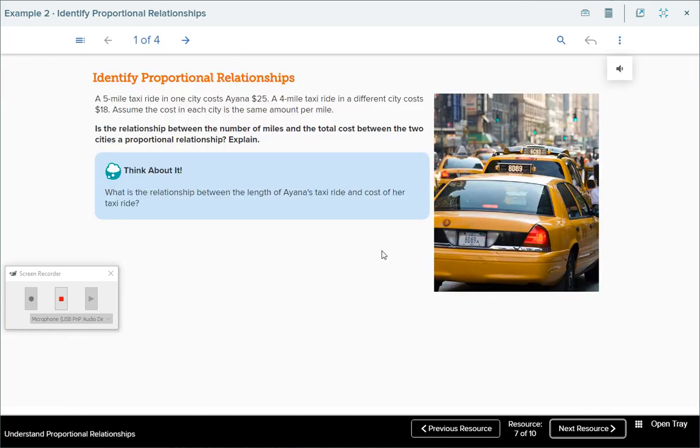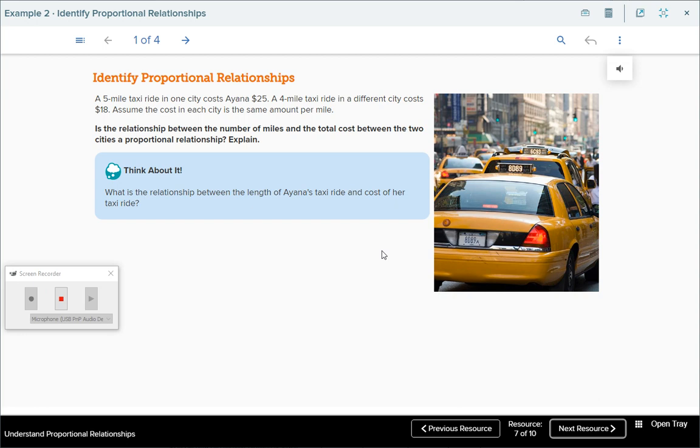All right. Somebody read that for me, where it says a 5 mile. Okay. Go ahead and read it for me. A 5-mile taxi ride is. Never mind. Lily, you read the next one. Okay. Go ahead, Brooklyn. Good. A 5-mile taxi ride in one city costs $25. Okay. Let's stop for a second.